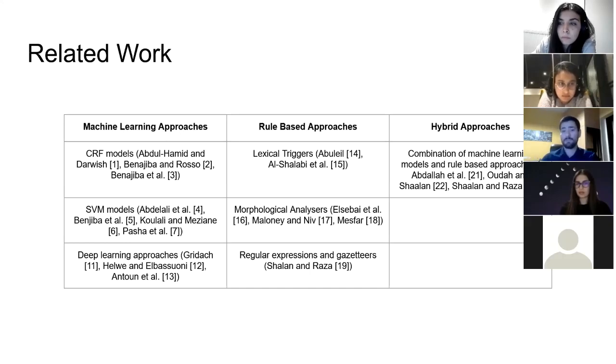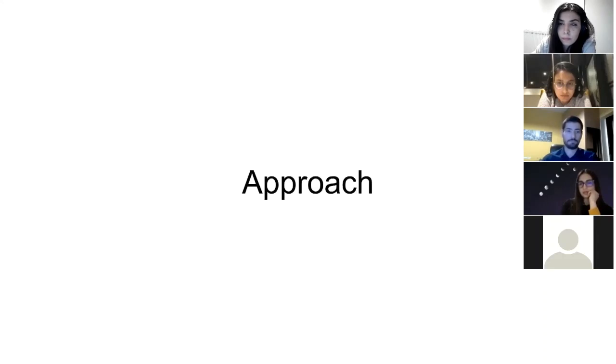We also have many rule-based approaches that have been proposed for Arabic NER, and most of these approaches rely on a combination of features, including lexical triggers, morphological analyzers, and regular expressions. And the last type, which is also commonly used, is the hybrid approach, which combines machine learning and rule-based approaches.